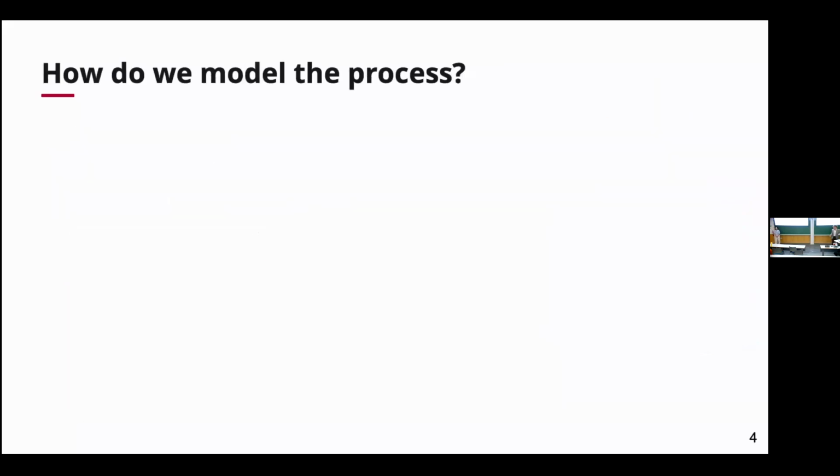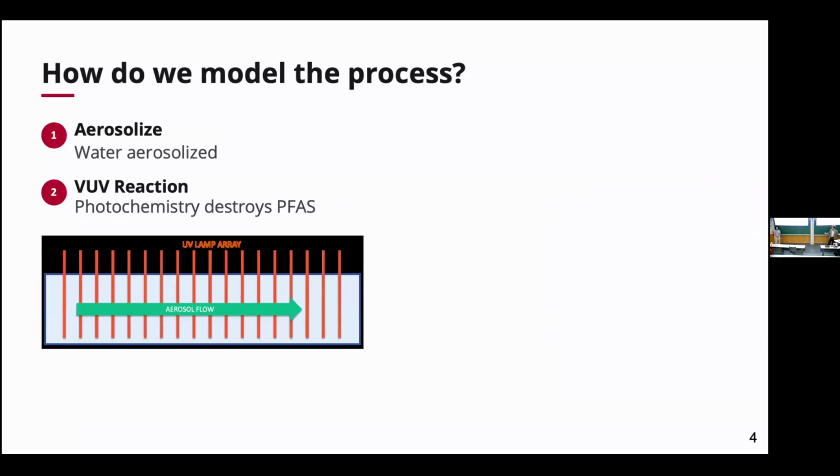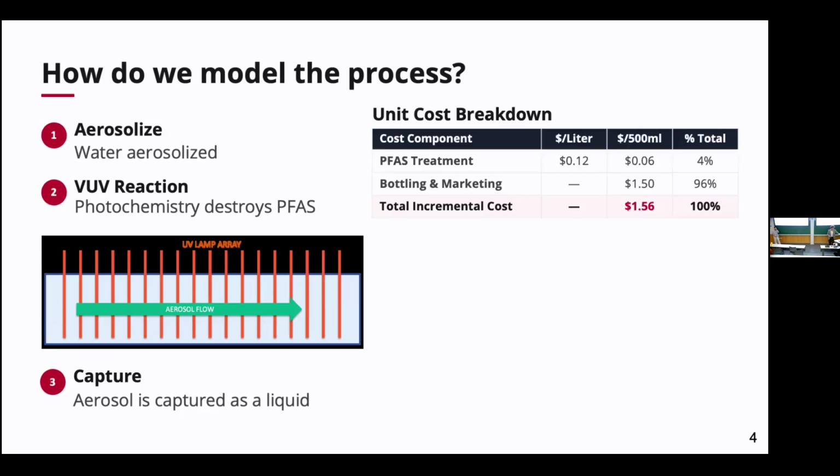So how do we model the process? First, the water has to be aerosolized, so it has to be injected into a jet of air. The size of the droplets is important for the photochemistry step. The aerosol is exposed to an array of vacuum ultraviolet lamps. There are 2 light frequencies that we're interested in that drive the photochemistry reaction that neutralizes the PFAS, and then the aerosol is captured. So the water in the air is then recaptured as a liquid.